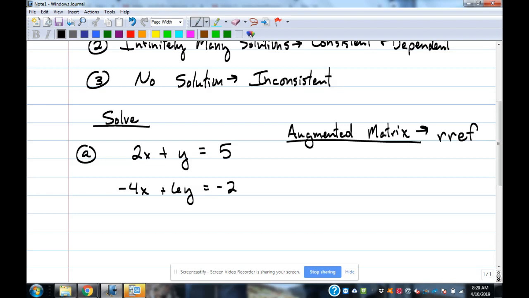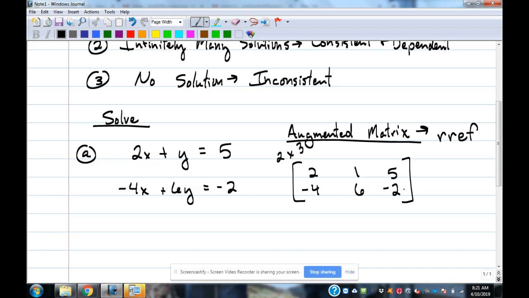So for this particular system, does anybody remember what size the matrix should be? 2 by 3. Rows by columns. Rows goes first. So there's 2 equations. That's the rows. And the columns, you got an X column, a Y column, and then a numbers column. Okay, so this is 2, 1, 5, -4, 6, -2. So that's our augmented matrix.